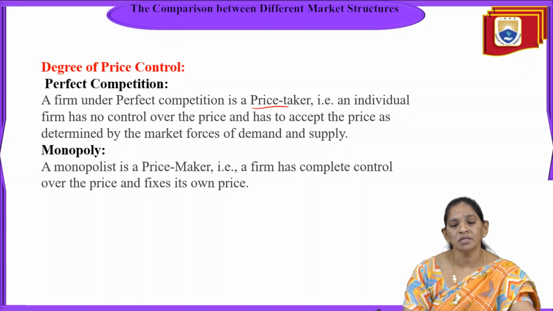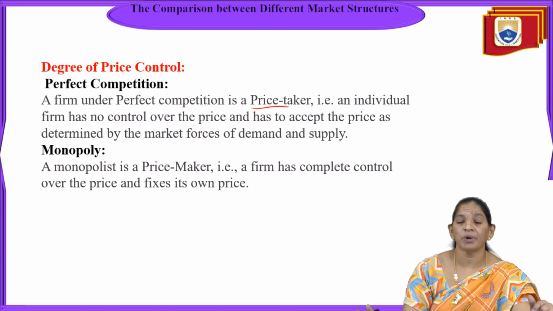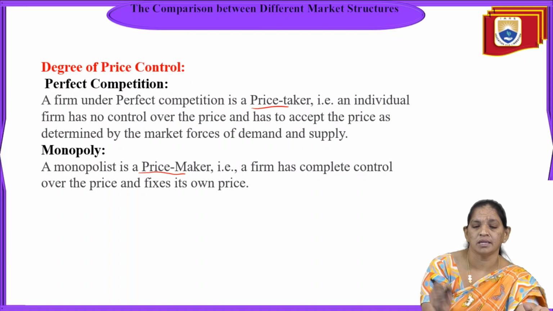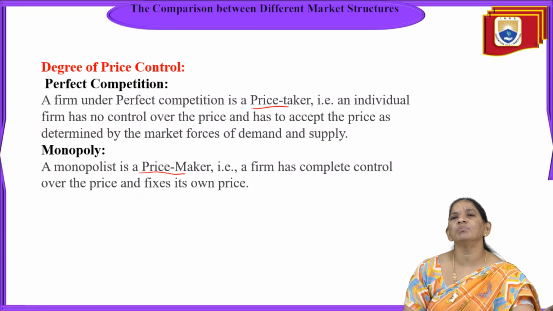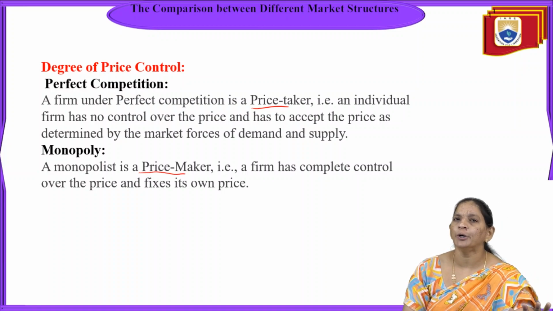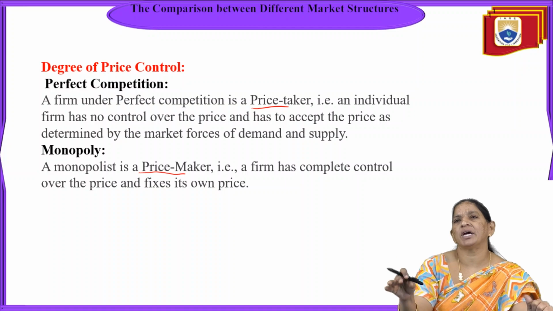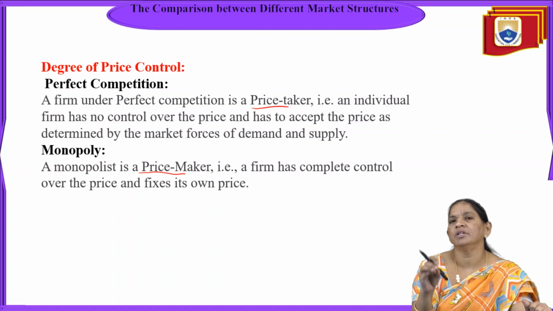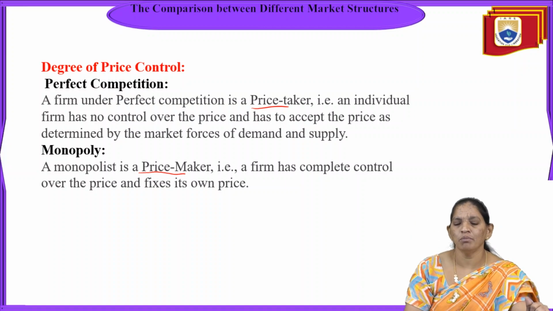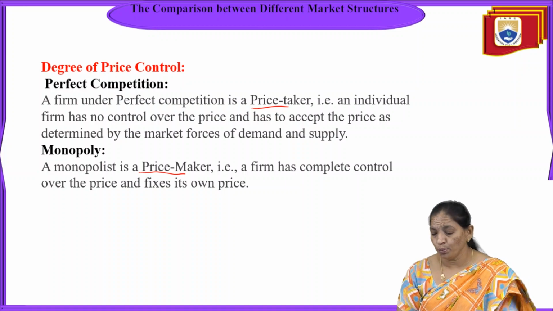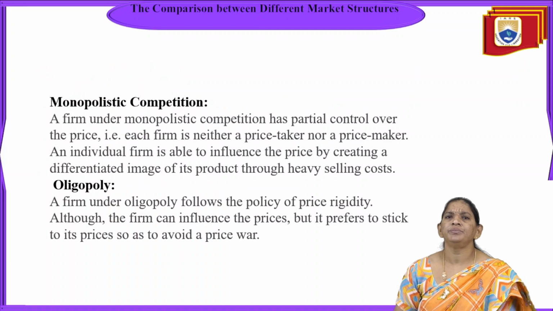But when you come to the monopoly, he is a price maker, a single seller. Only one person will be there, and he will completely control the price and also the output. So he totally fixes the price, and whatever price is fixed by him will be final in the market, and he has his own price in the market.